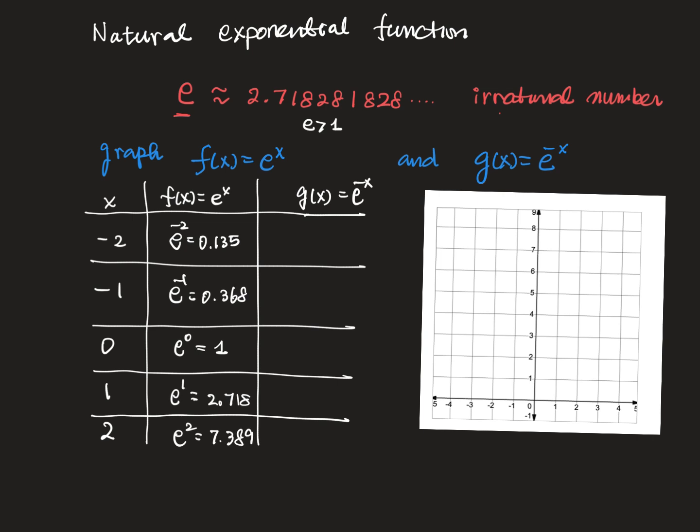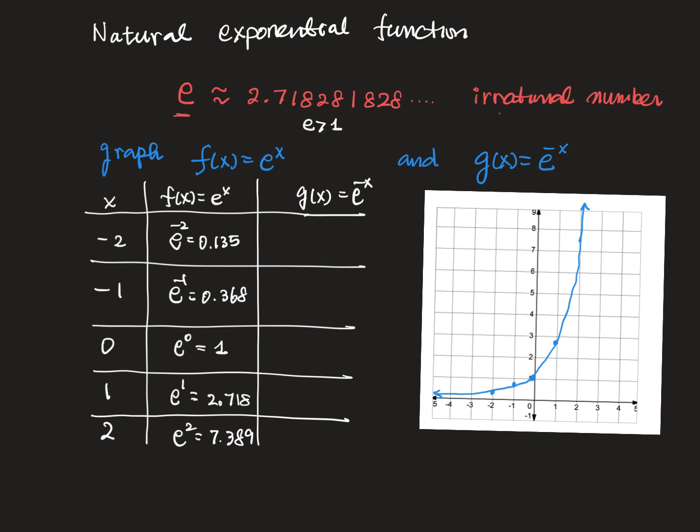E squared is 7.389. So let's sketch this one first. So e to the negative 2 is 0.135 right here, e to the negative 1 right here, 0 and 1, 1 and 2.718, and 2 is 7 something right here. So you're going to sketch it. It has a very similar shape to the previous one we did, right? Because b is greater than 1, it's increasing, and the domain, range, and horizontal asymptote are exactly the same.